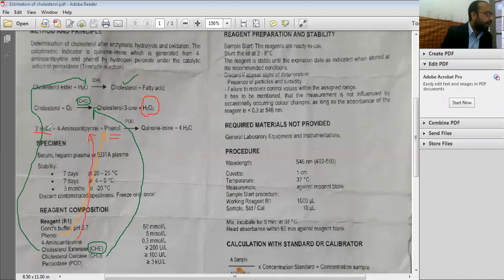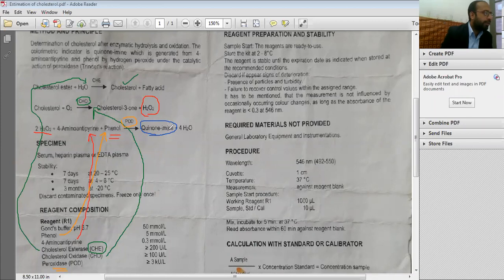And now hydrogen peroxide is reacting with 4 amino antipyrine and phenol group, and the enzyme will be POD. Enzyme is here, that is POD. POD stands for peroxidase, that is here. We are having peroxidase enzyme in the kit as well. And in the presence of this enzyme, hydrogen peroxide reacting with 4 amino antipyrine and phenol, the product will be quinone amine. This will be the final product, quinone amine.